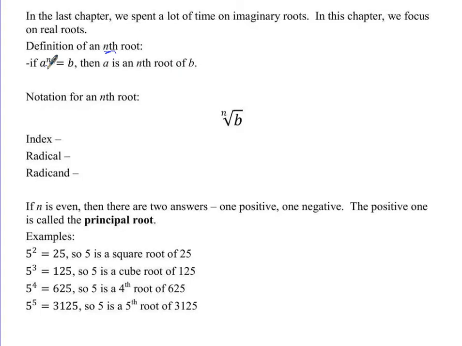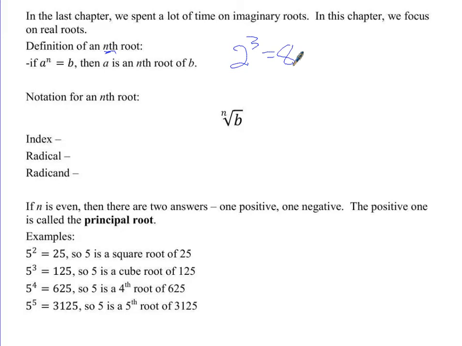If I had 2 to the third power, what is 2 to the third power? It's 8. So 2 to the third power equals 8. So what I'm saying is, if 2 to the third power equals 8, then that number right there, that a, 2, is a third root of b, of 8. So the third root of 8 then is 2, based on this definition.